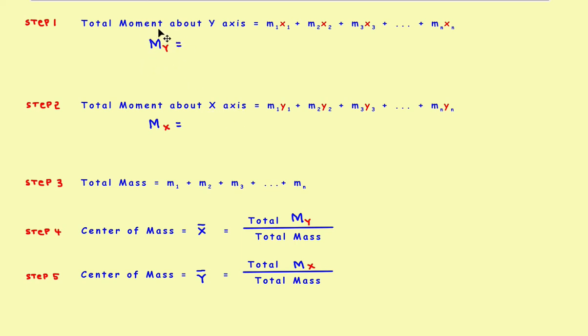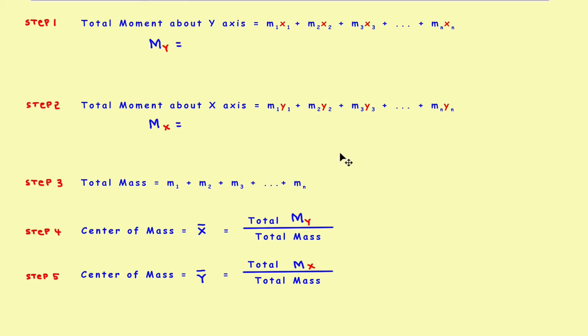You've got a moment about the y-axis, and you've got a moment about the x-axis. Now, you'll still find just one single mass for the whole system. And then the other difference is this. When you find the center of mass, this time it could have both an x and a y coordinate. The x-coordinate will turn out to be the moment about the y-axis divided by the total mass, and the y-coordinate will turn out to be the moment about the x-axis divided by the total mass.